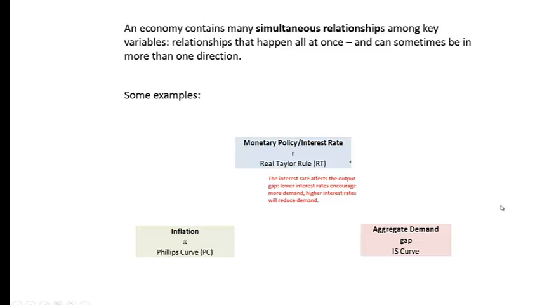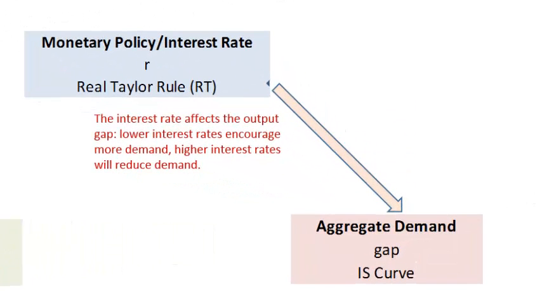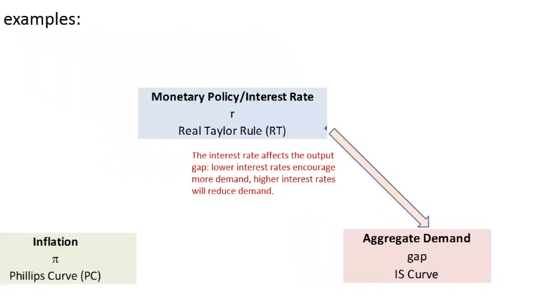We've already learned that the interest rate affects the output gap. When interest rates fall, it's cheaper for households and firms to borrow. Lower interest rates thus encourage more demand. This helps to bring the output gap up. In the other direction, when interest rates rise, it's more expensive for households and firms to borrow. Higher interest rates thus squeeze out some demand. This helps to bring the output gap down. That's the message of the IS curve.